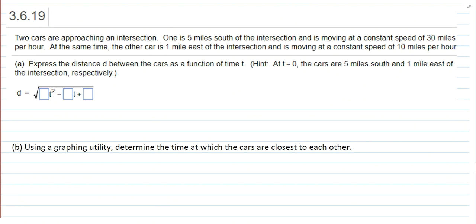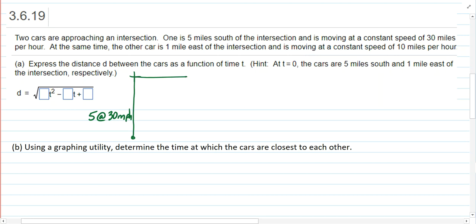This example is pretty fun. We've got two cars that are approaching an intersection. One is 5 miles south of the intersection. So let's say we've got an intersection here, and we'll draw a real quick sketch. Say this position is 5 miles away, and that car is traveling at 30 miles per hour towards this intersection. And at the same time, the other car is 1 mile east. So we're over here just 1 mile. This is not drawn to scale, 1 mile. And this car is moving at a constant 10 miles per hour.